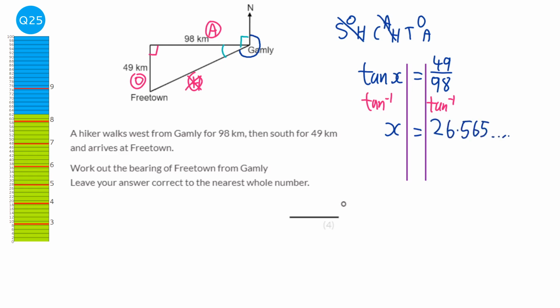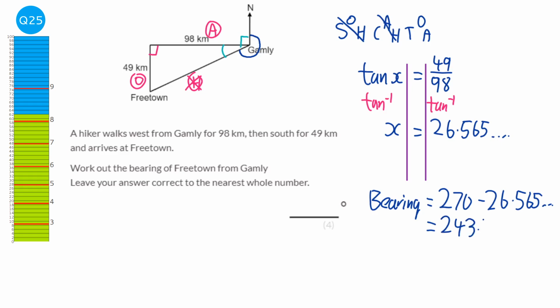26.565, and so on. Okay, so we know that the whole of the way around up until this point is 270 because we've got this 90 degree left. So what I'm going to do now is we're just going to work out the bearing. So bearing, we're just going to do 270, take away the 26.565, and that gives us 243.434. It says it wants it to the nearest whole number, so that's going to be 243.